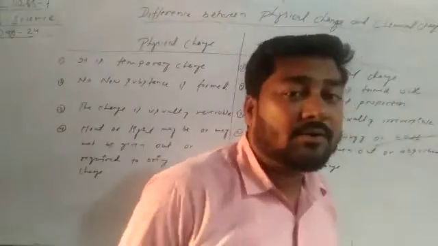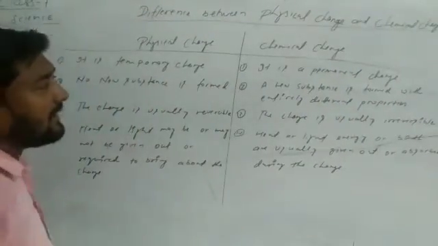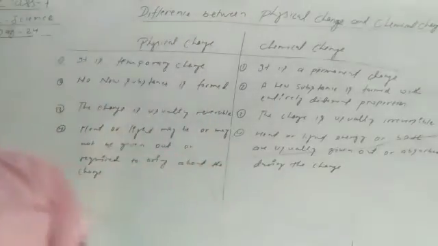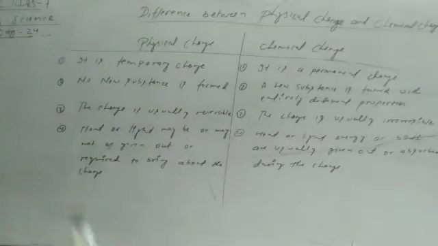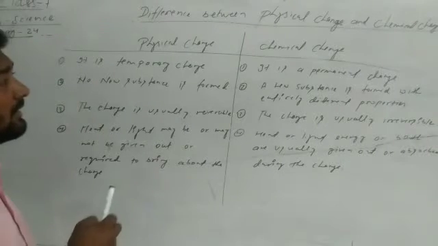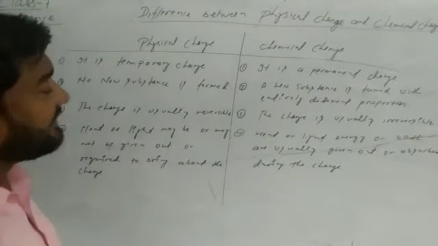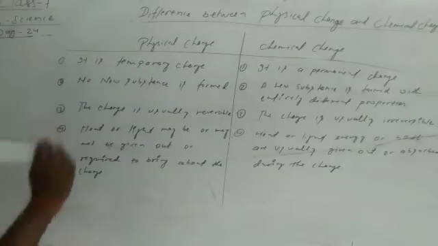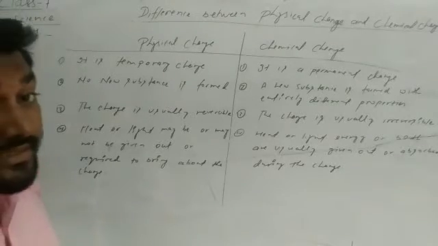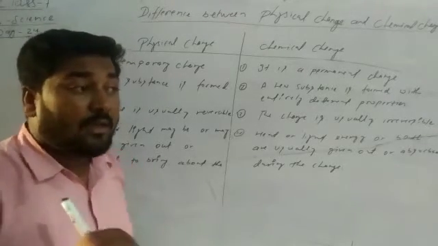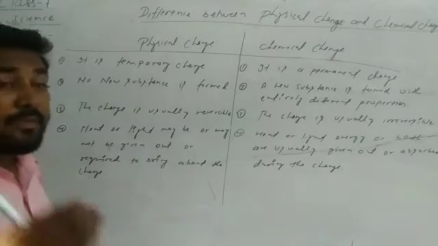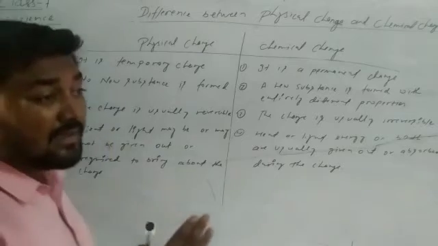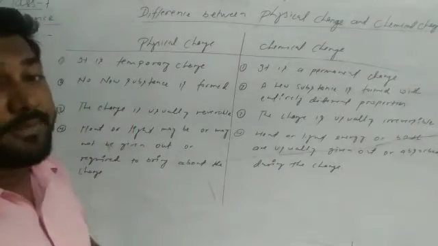We are discussing physical change and chemical change. This is the last topic of this lesson. Let's see what the differences are between physical change and chemical change. Physical change means it is a temporary change. If a substance changes, suppose water is changing into ice, that is a temporary change.